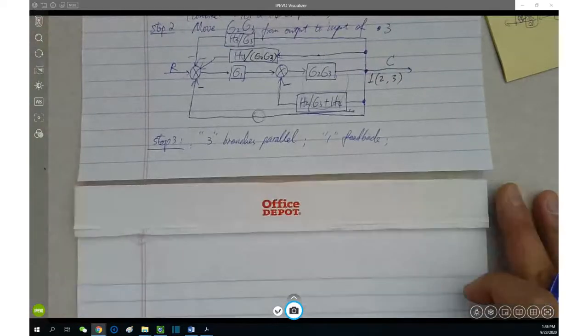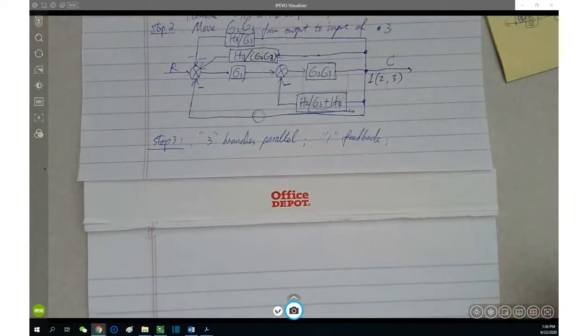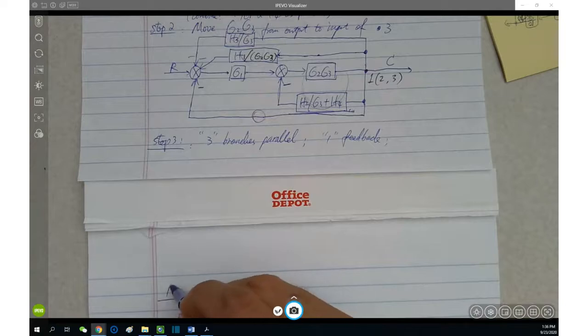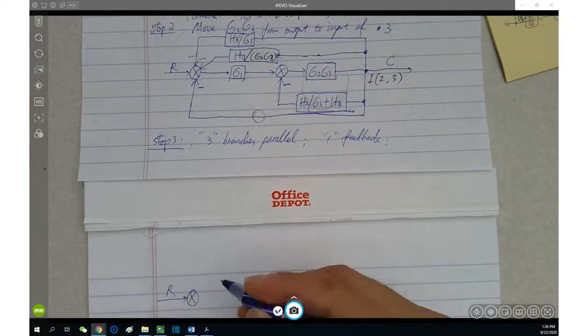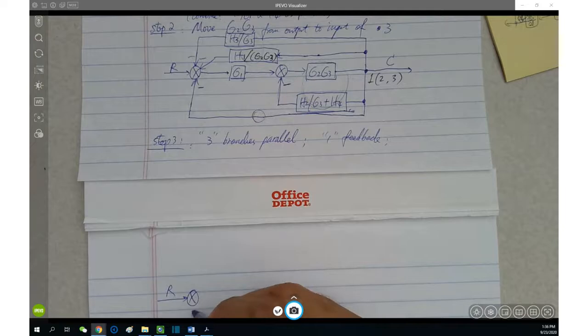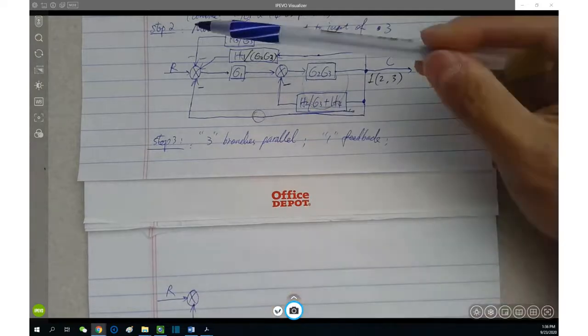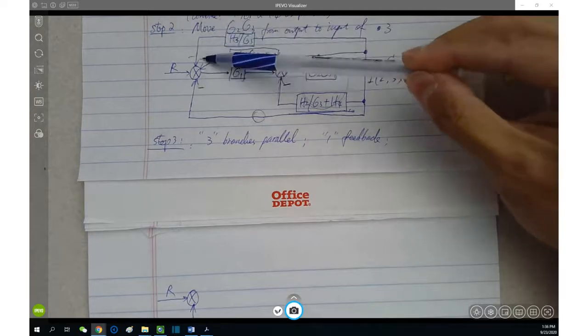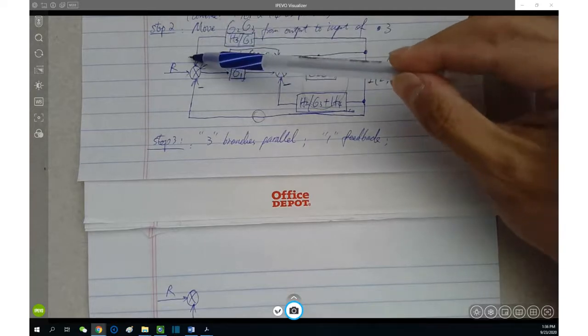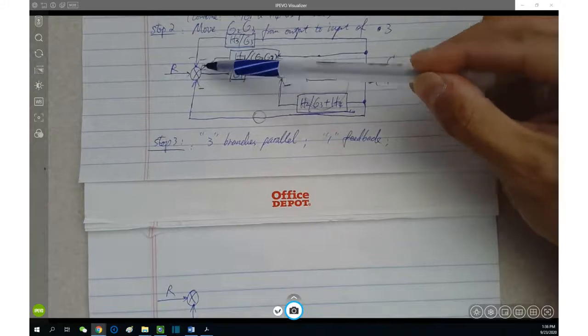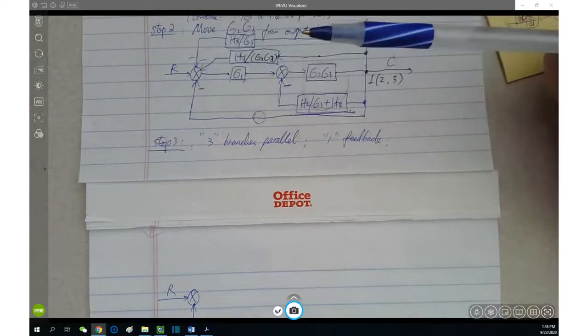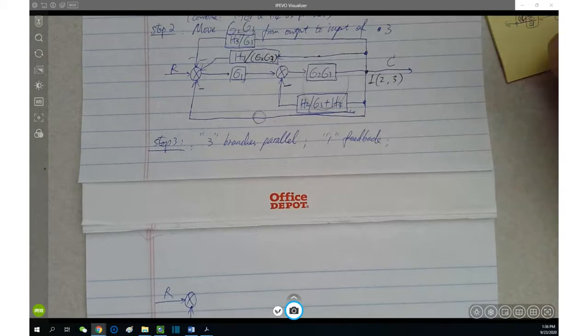And the resulted block diagram becomes this. This time it's going to be quite easy. Of course, when you do the parallel combination, be very careful about the negative or positive sign at the summing junction. Okay, be very careful. All right.